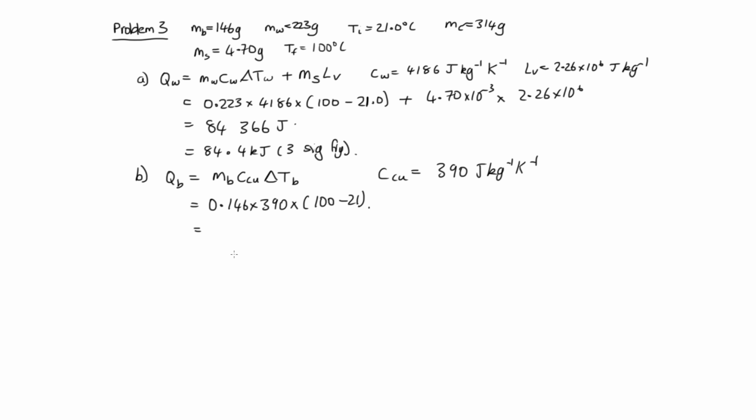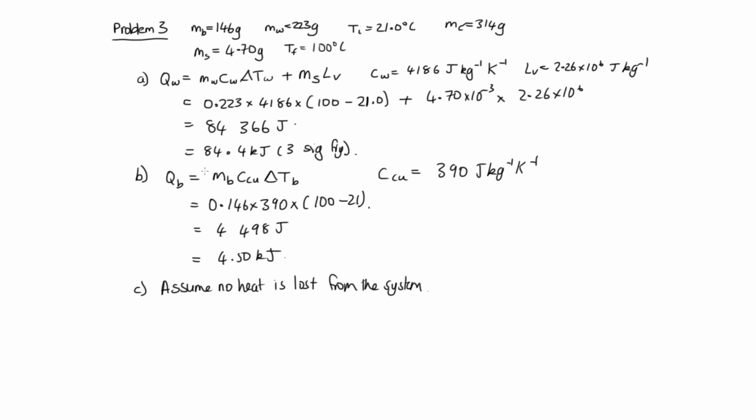Solving this on the calculator, we end up with 4,498 joules. So we can write this as 4.50 kilojoules. Part C then says, what's the original temperature of the cylinder? Okay, so to work this out, we're going to need to make the assumption that no heat is lost from the system.